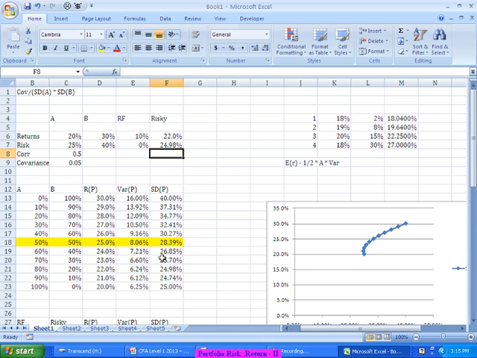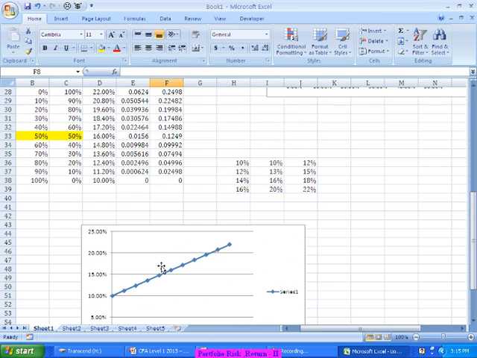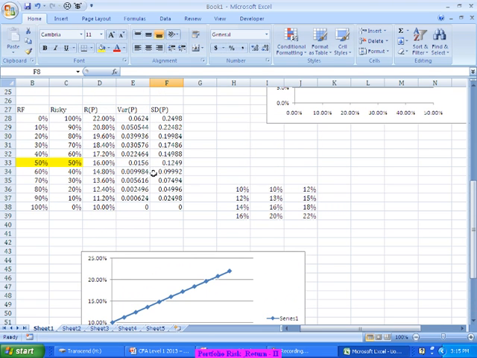Now you see, come down here. What about corresponding to 50-50 here? The overall risk is 12.49% and the overall return is 16%.